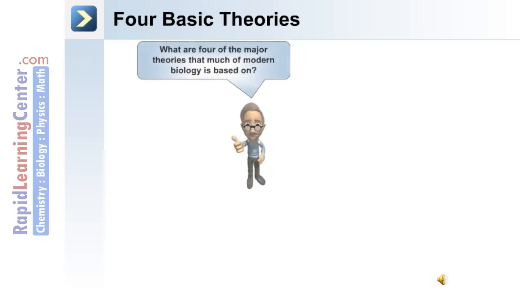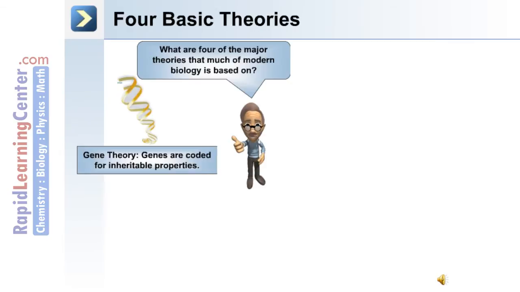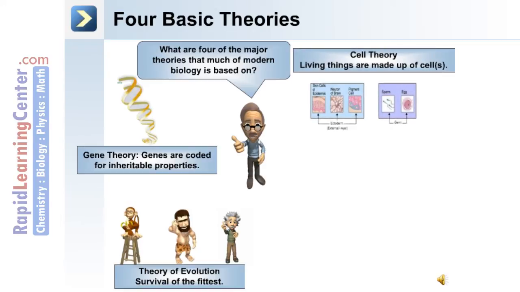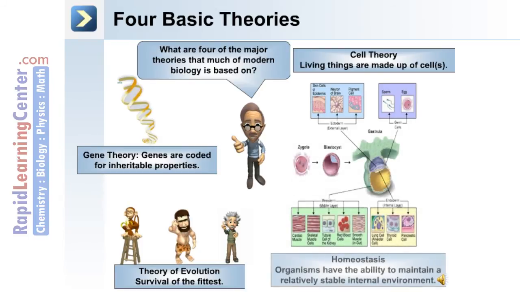Four basic theories. What are four of the major theories that much of modern biology is based on? Well, there's gene theory. Genes are coded for heritable properties. Theory of evolution, survival of the fittest. Cell theory. This theory states that living things are made up of cells. And homeostasis. Homeostasis, organisms have the ability to maintain a relatively stable internal environment. Let's look at these more closely.